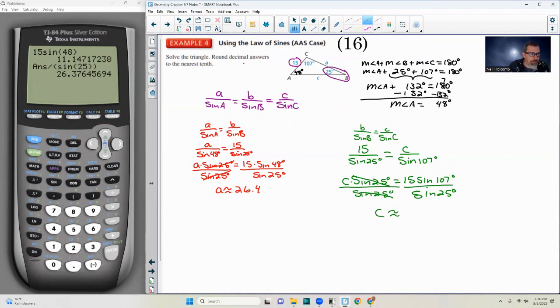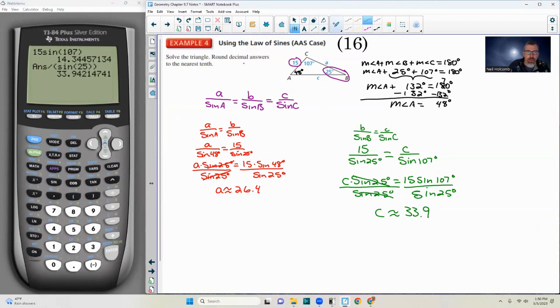So in my calculator, let me clear it so I start over. Put the numerator in, 15 sine 107, enter, divided by parentheses, sine 25, close parentheses twice, enter, 33.9.